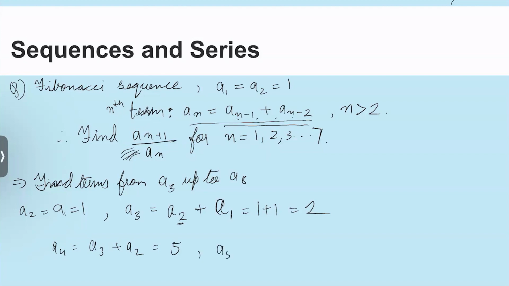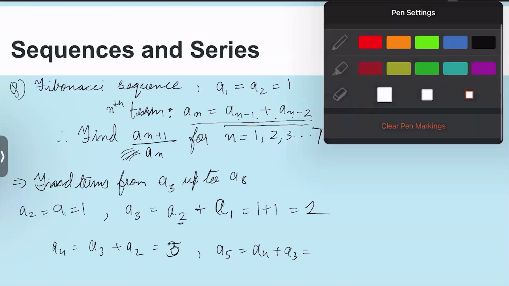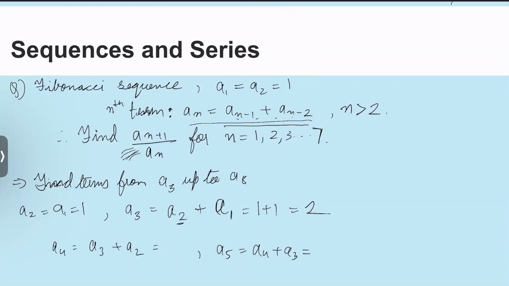Then you have A5. So A5 would be A4 plus A3. Okay, so that is going to be, sorry, this will be 3. I think I made a mistake over here. Okay, so A3 is your 2 and A2 is 1. So this is actually going to be 3. So now your A4 plus A3 will be 3 plus 2. Okay, so that is going to be 5.